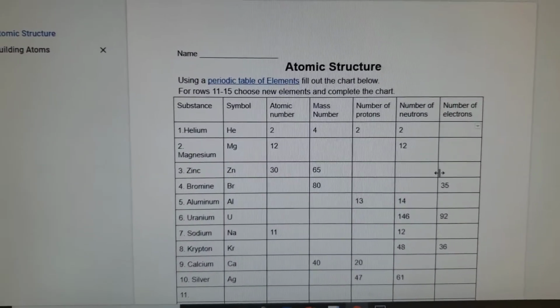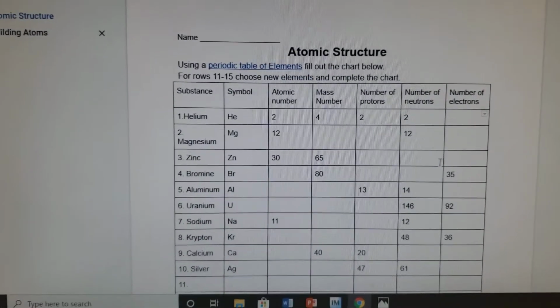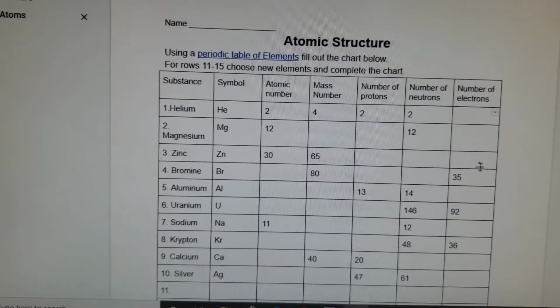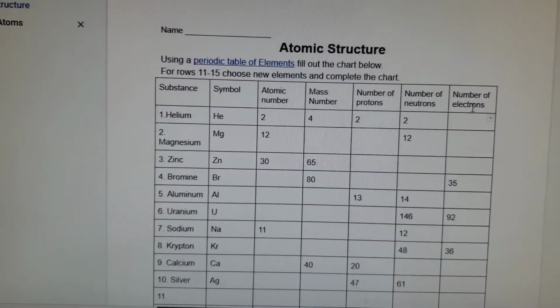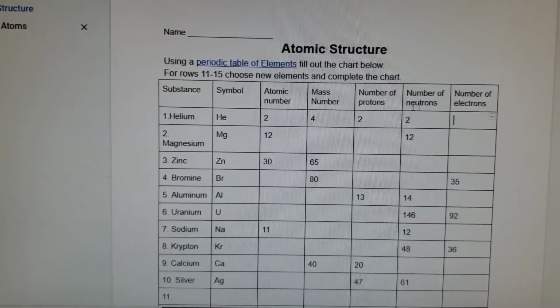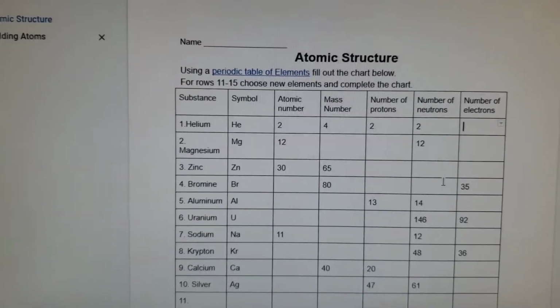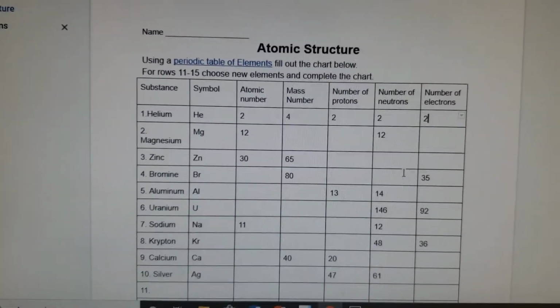And then number of electrons, if we have a neutral atom, which we do, it's just helium, everything should balance out. Electrons have a negative charge, protons have a positive charge. We should have the same amount of electrons as we do protons. So that's also going to be number 2.